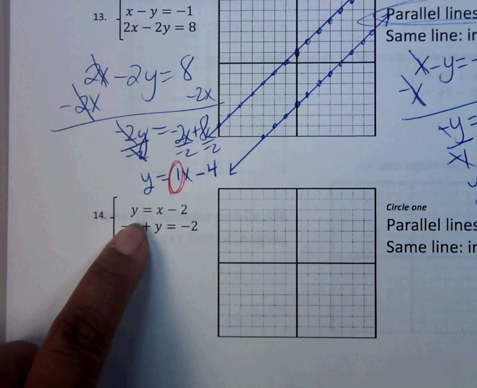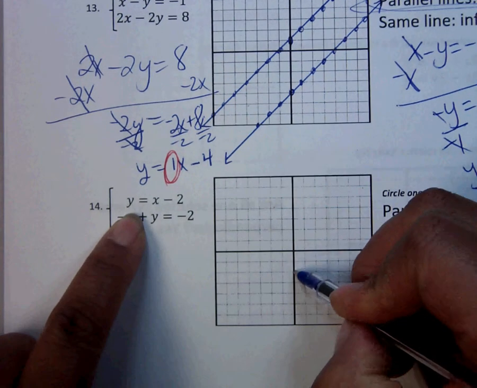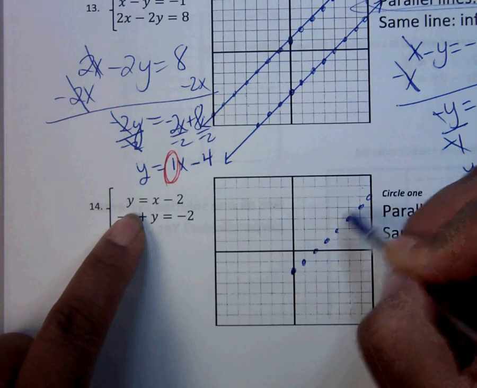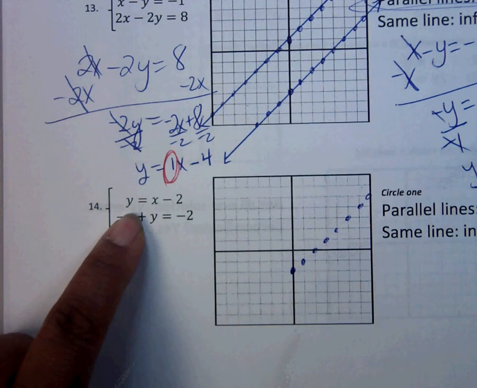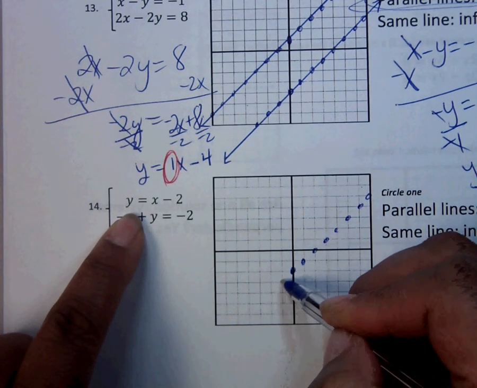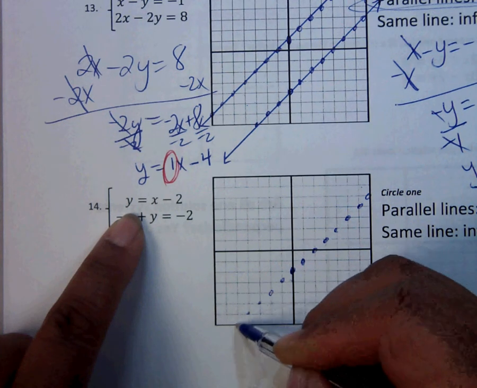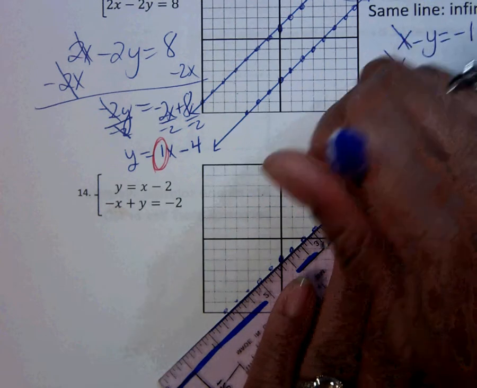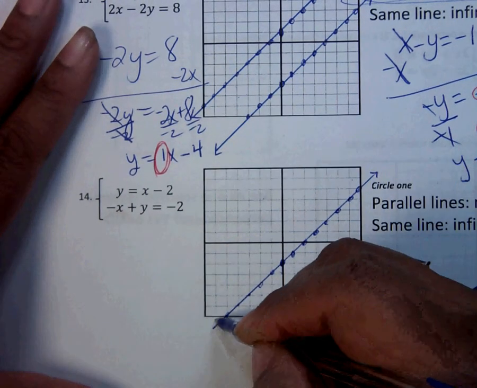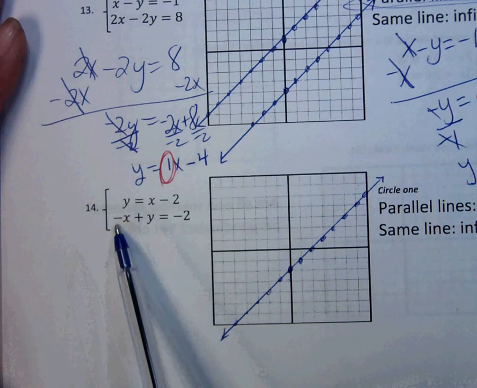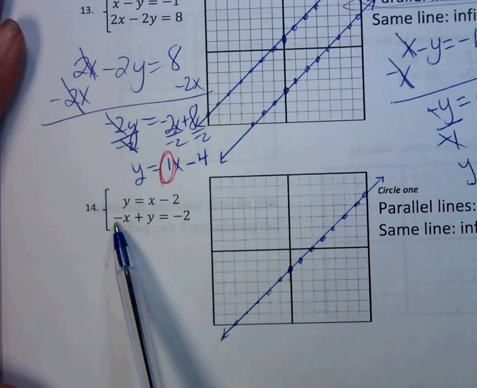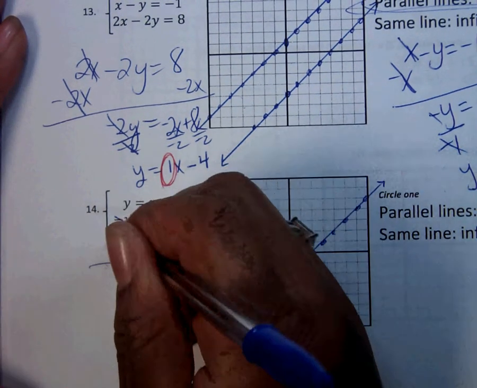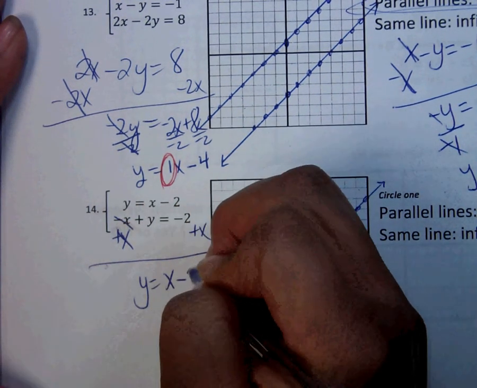Thank goodness one of them is already solved. Go down to -2. Go up and over. Up 1 over 1. Do the opposite, down and left. Let's connect. And now let's solve. Getting tongue-tied there. Now let's solve the second one. Add x. Finally, y equals x minus 2.